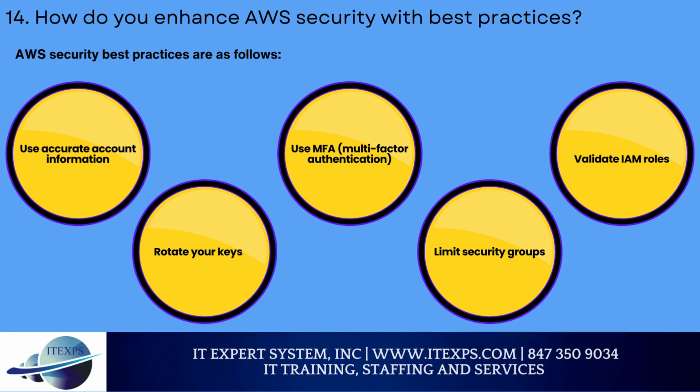14. How do you enhance AWS security with best practices? AWS security best practices are as follows. Use accurate account information. Use MFA, multi-factor authentication. Validate IAM roles. Rotate your keys. Limit security groups.